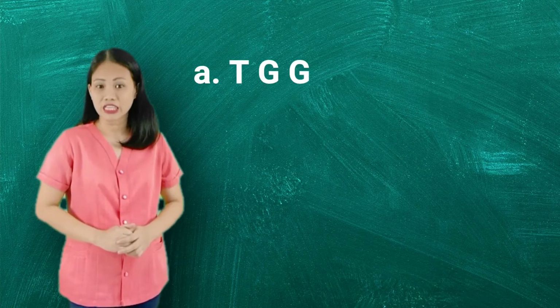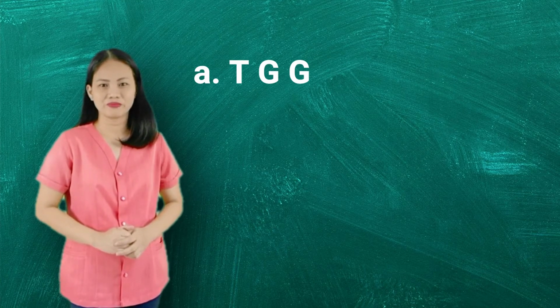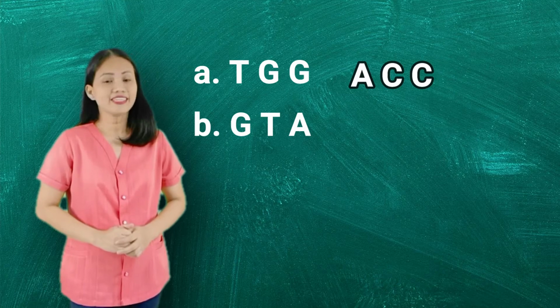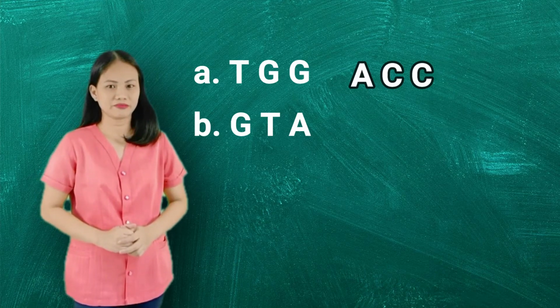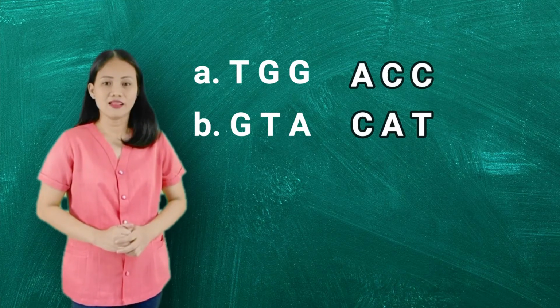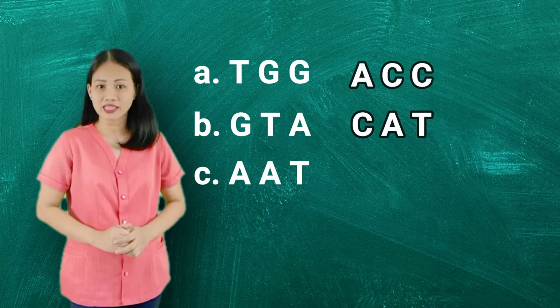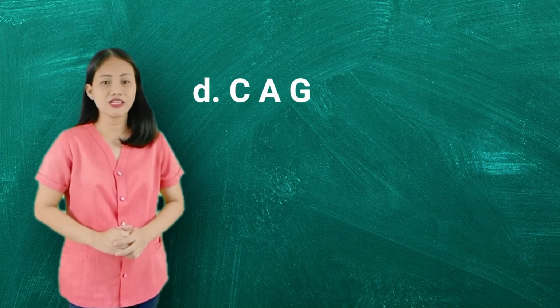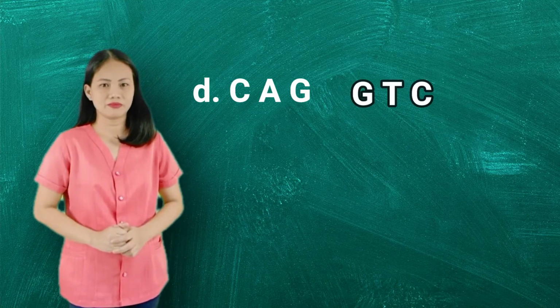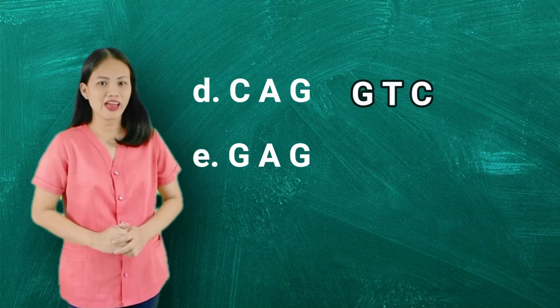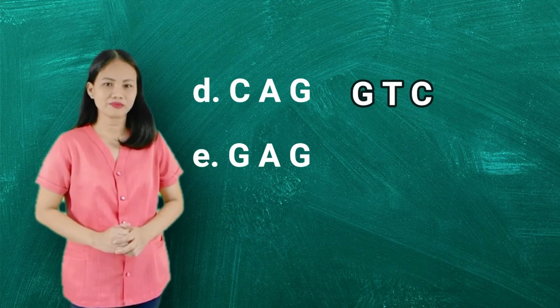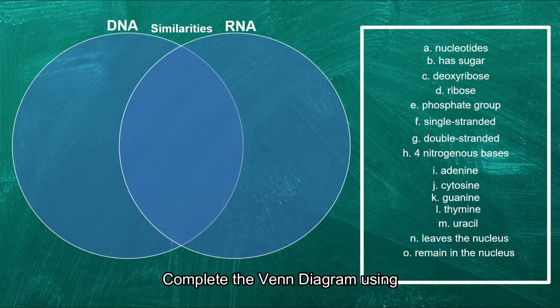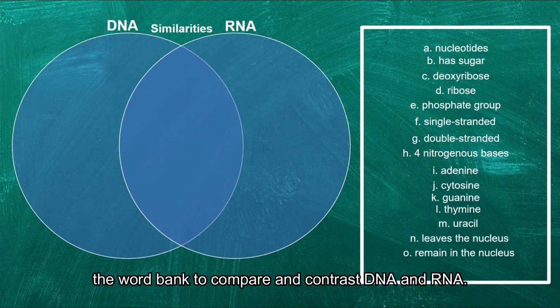Letter A, T, G, G. Letter B, G, T, A. Letter C, A, T. Letter D, C, A, G. Letter E, G, A, G. Complete the Venn diagram using the word bank to compare and contrast DNA and RNA.